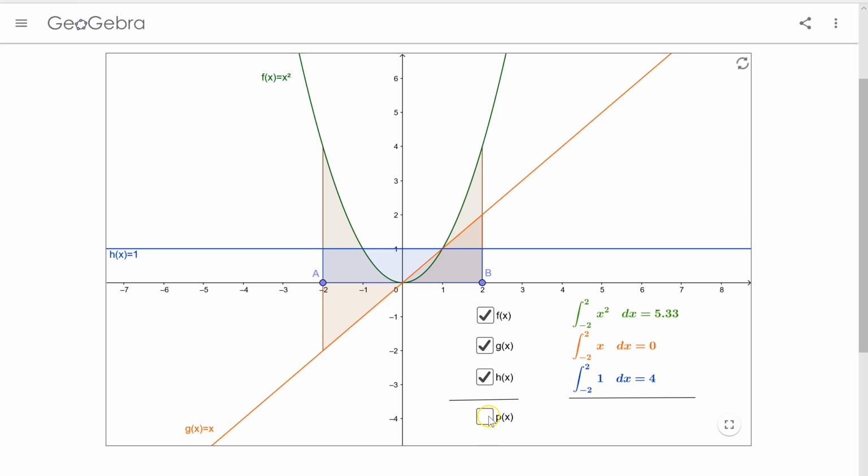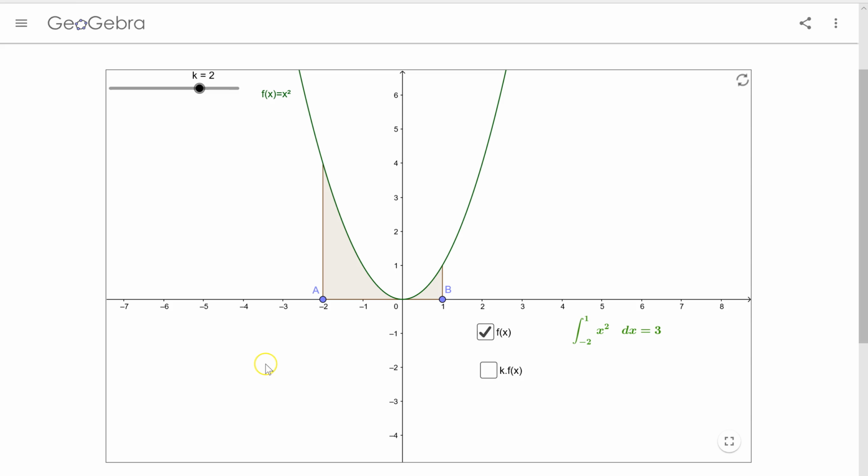Now if I add all of those together, so I'm looking at doing the integral from minus 2 to 2 of x squared plus x plus 1, then I'm hoping that I'll get 9.33 as the result of the integral, which we do. So what that shows is what we've already assumed, basically, that if I have the integral of a sum, I can break that sum, or difference, up into separate integrals. So the integral of a sum is the same as the sum of the integrals. And the integral of a multiple is the multiple of the integrals.